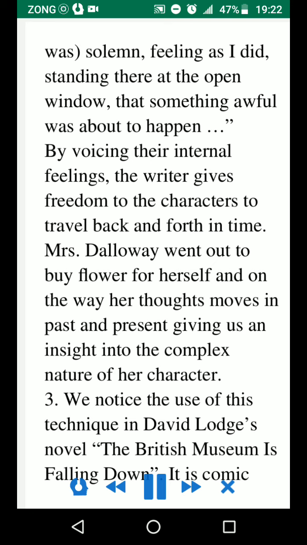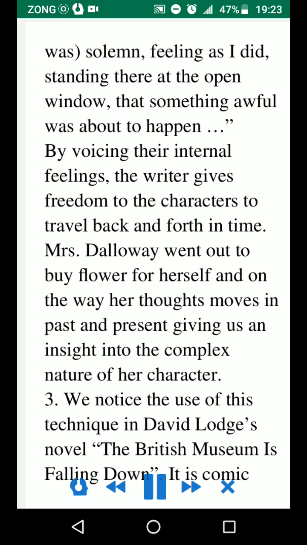By voicing their internal feelings, the writer gives freedom to the characters to travel back and forth in time. Mrs. Dalloway went out to buy flowers for herself, and on the way her thoughts move between past and present, giving us an insight into the complex nature of her character. 3. We notice the use of this technique in David Lodge's novel The British Museum Is Falling Down.